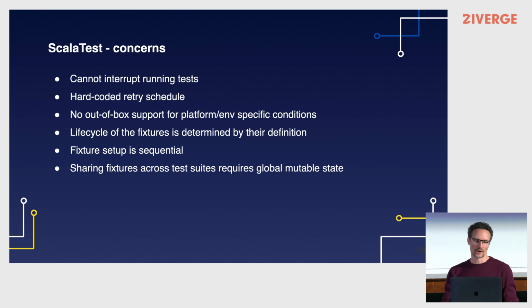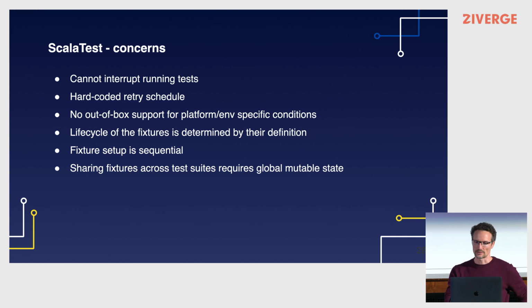Yeah, so just to recap, what were the problems? We cannot interrupt the tests. The retry schedule was hard-coded. There's no out-of-the-box support for writing environment-specific tests. The lifecycle of the dependencies is hard-coded. Fixture setup is sequential, and sharing fixtures among all the tests requires some global state.